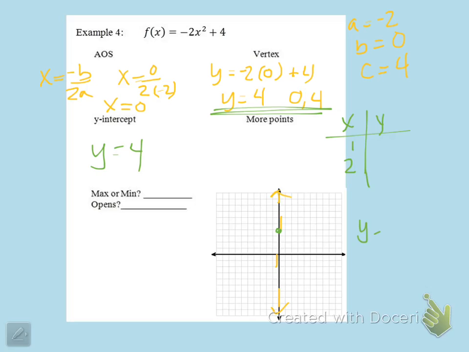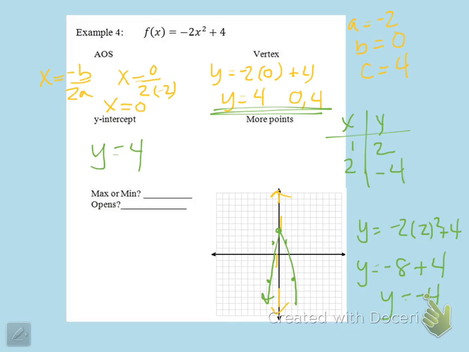So if I plug in 1, I'm going to get negative 2 times 1 squared plus 4. 1 squared is 1 times negative 2 is negative 2. So y equals 2. Now let's plug in 2 for this. Okay, 2 squared is 4. 4 times negative 2 is negative 8. Negative 8 plus 4 is negative 4. Okay, so I'm going to get 1, 2. Let's mirror it. So it's 1 away, so let's go 1 away again. And then 2, negative 4. 1, 2, 3, 4. And it's 2 away, so I go 2 away again.